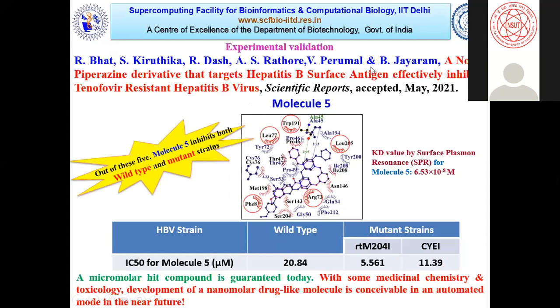Now, does it work? Vivek finally did an experimental validation. This took a long time. In fact, a lot of journals sent it back saying, do this, do that, all kinds of tests. Well, we have done all of that. Finally, what we found was that there was one molecule, molecule 5, which not only takes care of the wild type virus, but also its mutants, for which there are no drugs available, not even nucleoside analogs, right? So that was a good result. And this is the KD value, the binding affinity. So all these experiments were done. When I say it's a success story, I have the experimental validation.